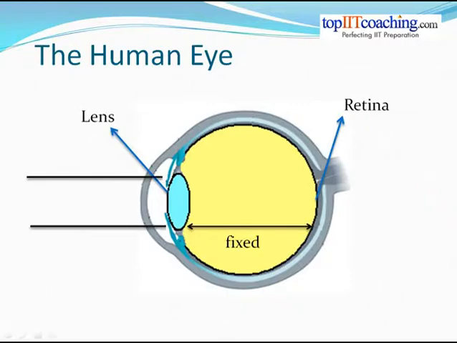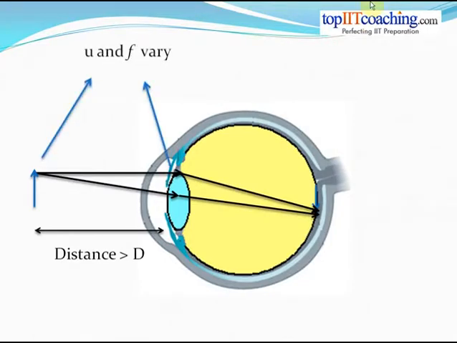This is possible because U and F vary. The object distance varies, but the focal length of the eye lens can also be varied. So remember the formula 1/V - 1/U = 1/F. U and F vary in the case of an eye, and V is constant. Now how does the focal length of the eye vary?